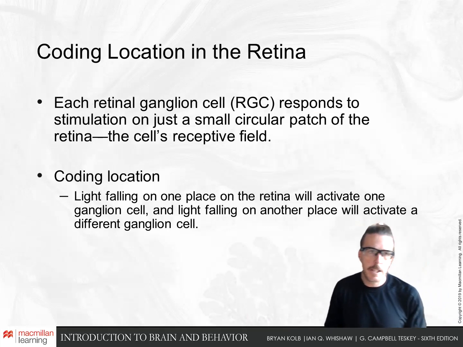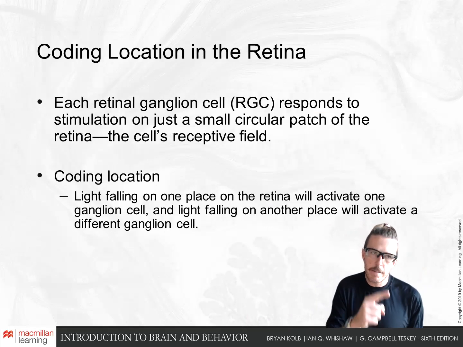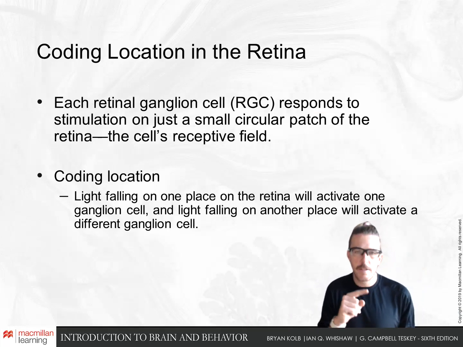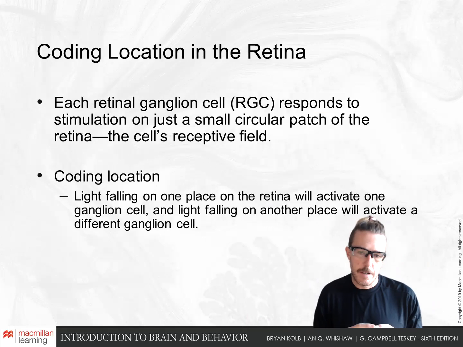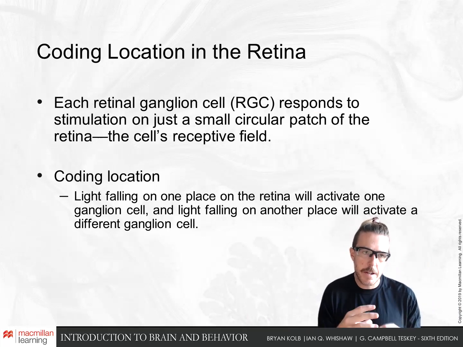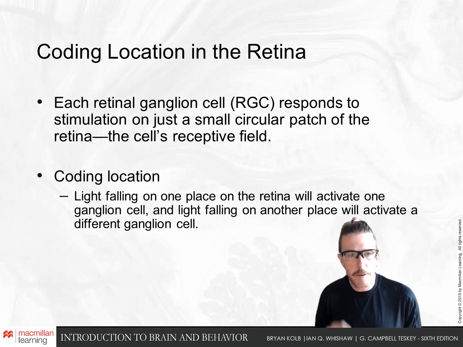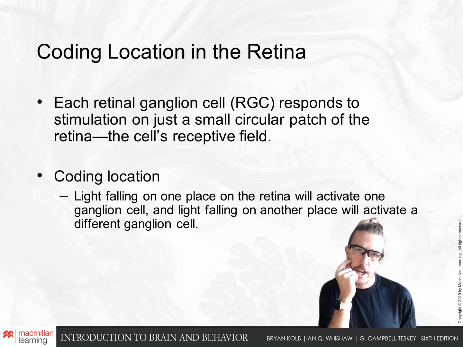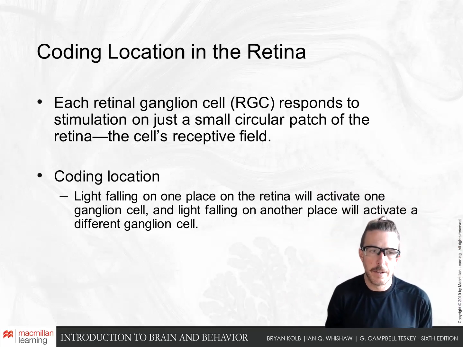Each of the retinal ganglion cells, as we saw, has a tiny receptive field. It only responds to stimulation of a small circular patch of the retina. So that's the retinal ganglion cell's receptive field. That's where light can hit the retina that will make that retinal ganglion cell fire. And it represents a small circular part of the world as well.